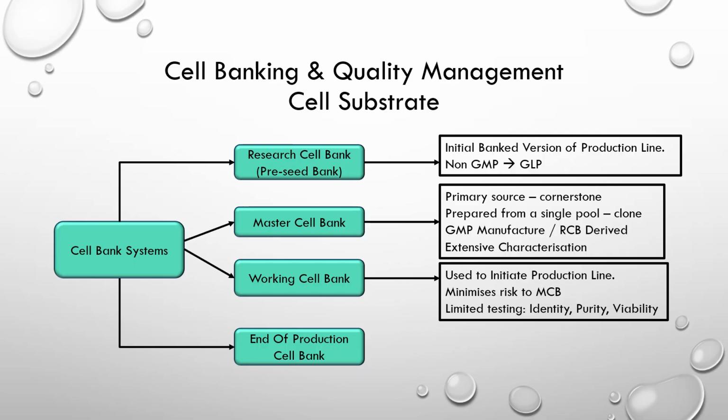Your working cell bank is what's used to manufacture your products. I'm going to go through another slide where we talk about master virus seed and working virus seed, but let's just talk about this for the time being. In any case, your working cell bank is used to initiate your production line. It means that your master cell bank is protected. You don't need to do as much testing, you just do limited testing, but you do a lot more testing on your end of production.